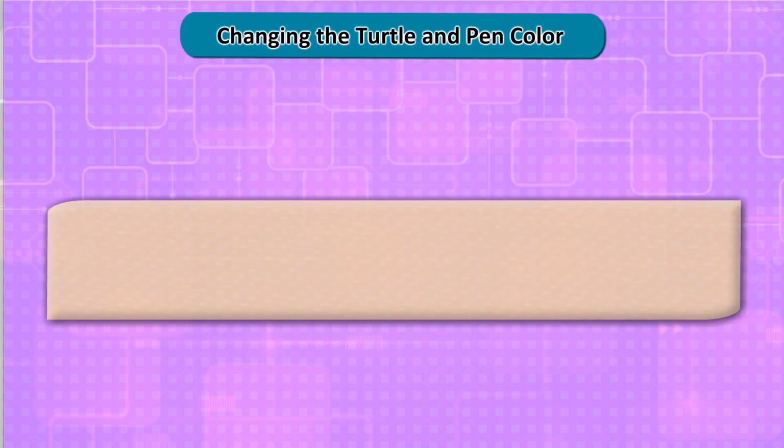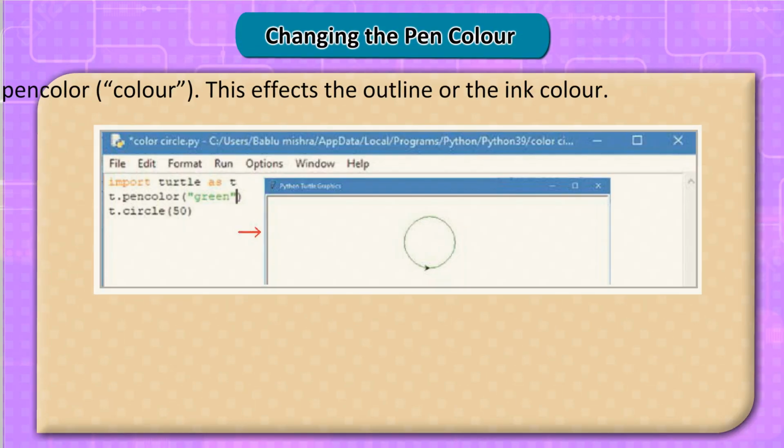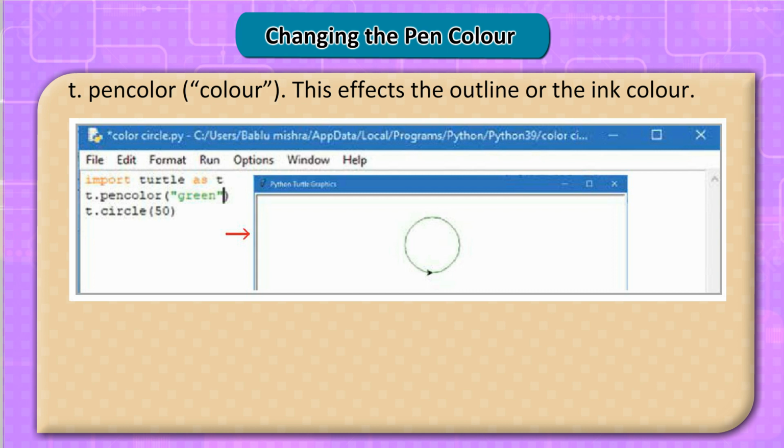Changing the turtle and pen color. When you first open a new screen, the turtle starts as a black figure and draws with black color. As per your requirements, you change the color of turtle and pen with the help of following commands. Changing the pen color: T.pencolor. This affects the outline or the ink color.